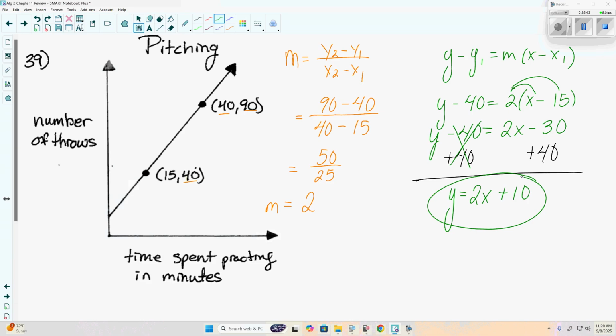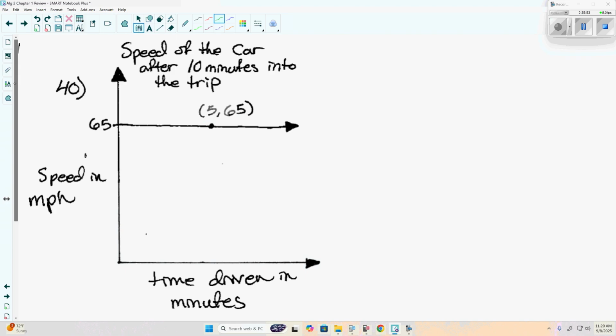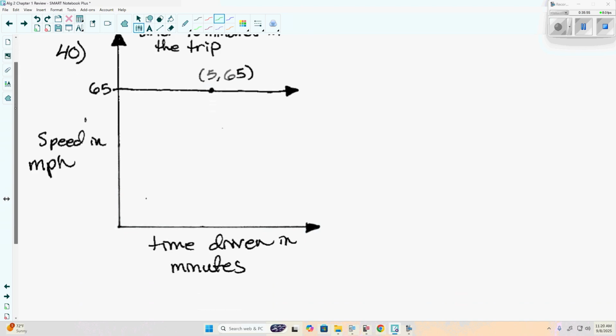With the last problem here, again, the first thing we would have to find is the slope, plug it into point slope form, and we get the equation of the line. Now here, we do have 2 points. One of them is at 0, 65. The other is at 5, 65. So our slope is y2 minus y1 over x2 minus x1.